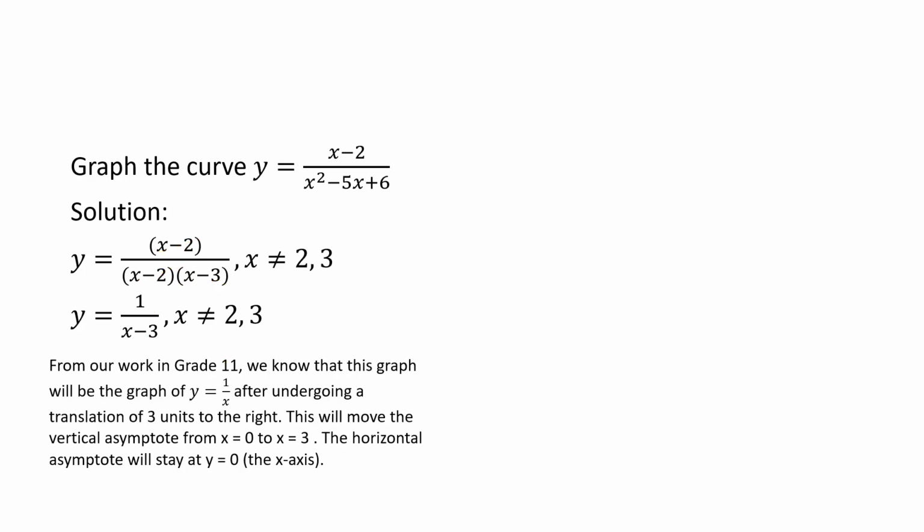Well, we know if we just look at this part of the curve, that what we've basically got is the function y equals 1 over x with a d value of 3. So we're going to translate this 3 units to the right. And the horizontal asymptote will remain at y equals 0, but the vertical asymptote will move 3 units to the right and will be at x equals 3.